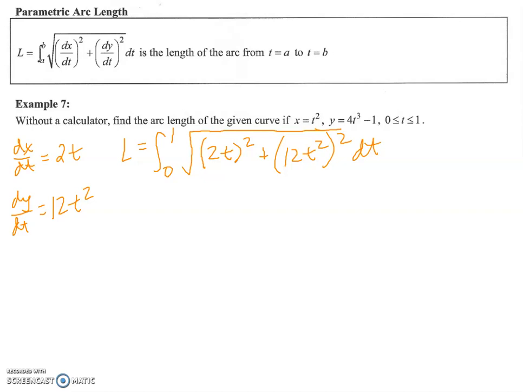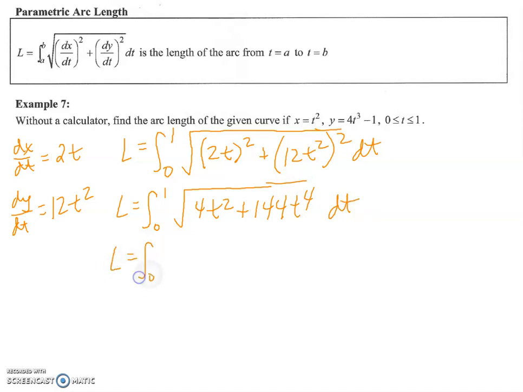So now we're just going to do some algebra. So I've got L is equal to the integral from 0 to 1. I've got the square root of 4t squared plus 144t to the 4th, dt. And I'm going to factor out. So I've got L is equal to the integral from 0 to 1. I'm going to factor out a 4t squared. That's going to leave me with 1 plus 36t squared.